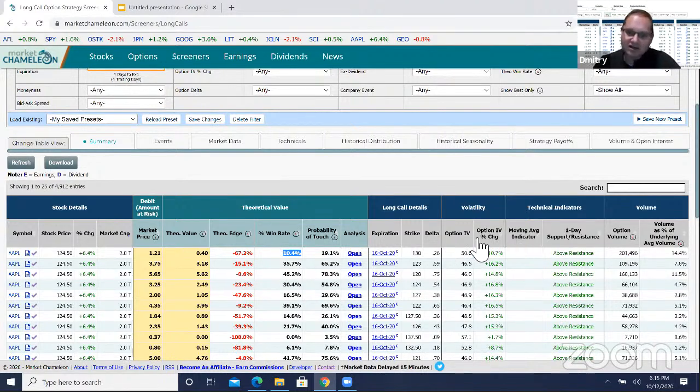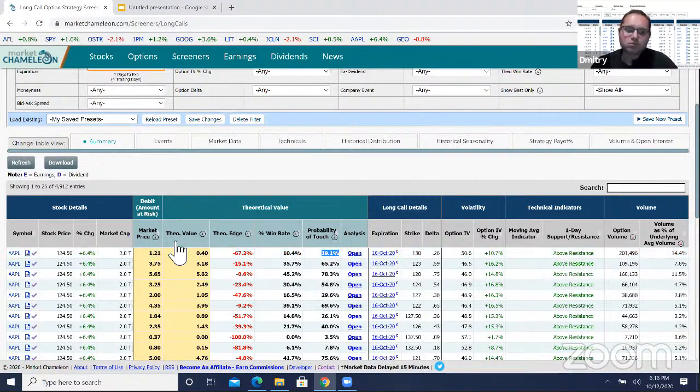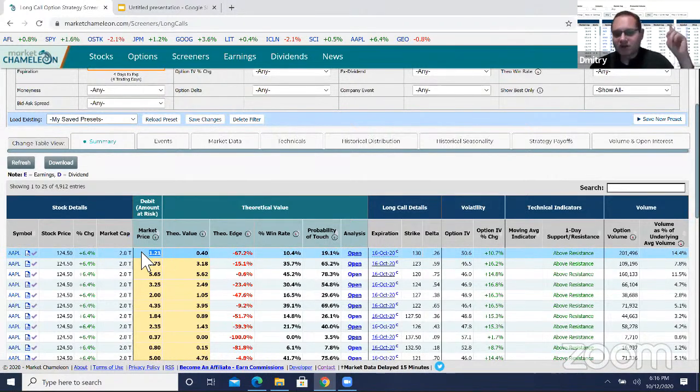So it's looking at how frequently, based on the current market, the stock historically moved enough to make this price profitable. That's what it's looking at, this price, 10.4%. Historically, what's the probability of touch, that at any given point between now and expiration, the stock would move enough to be in the money to make this price profitable? That's 19.1% of the time.